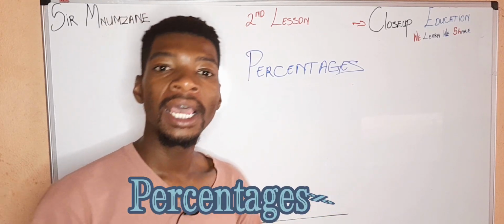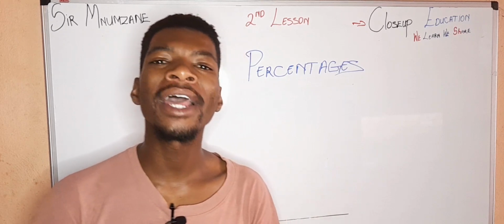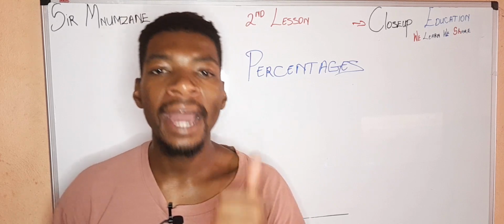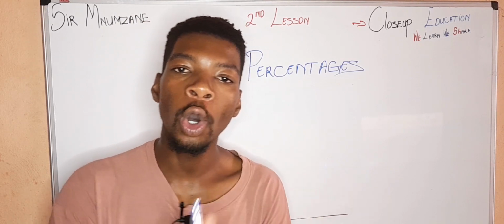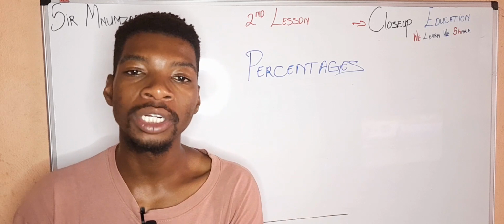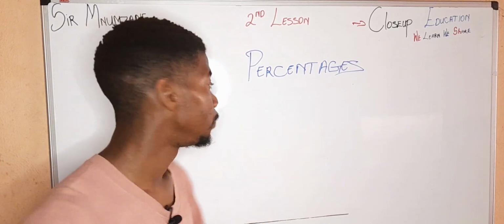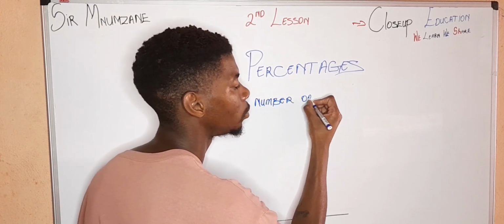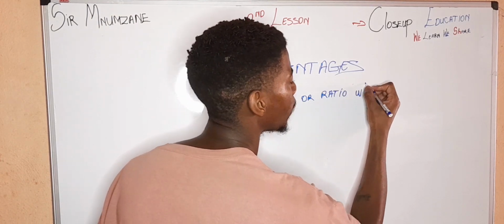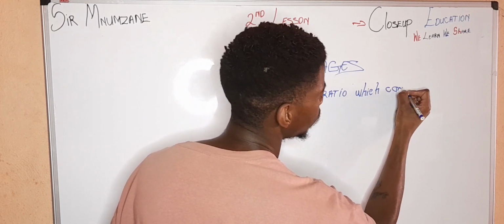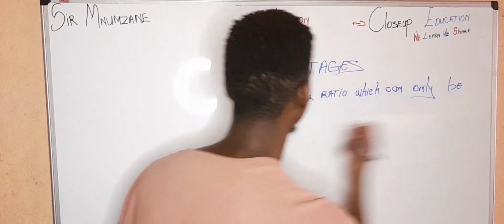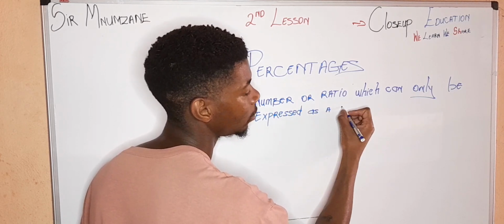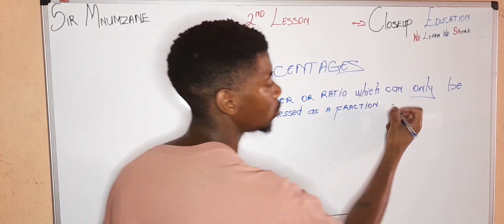What is a percentage? A percentage is a number or a ratio that can only be expressed as a fraction of 100. Let me write it down. A number or ratio which can only be expressed as a fraction of 100.